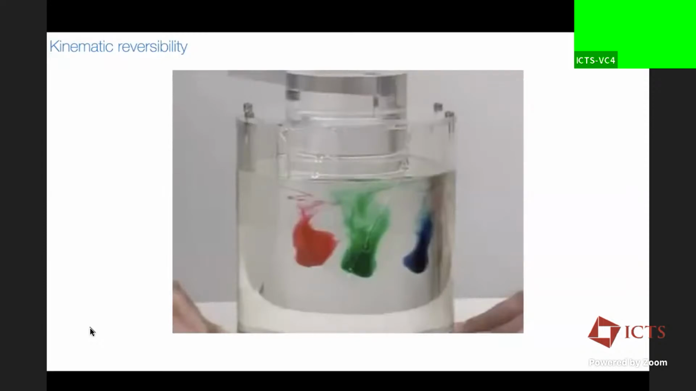Remember, the velocity field is u, so any fluid particle moves with this velocity, dx/dt is u. So the moment you have reversed u to minus u, all the fluid particles will just trace back their path and come back to this state. They're not going to go anywhere, and this phenomenon is called kinematic reversibility.